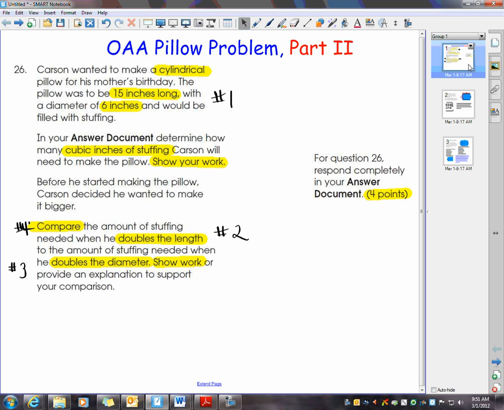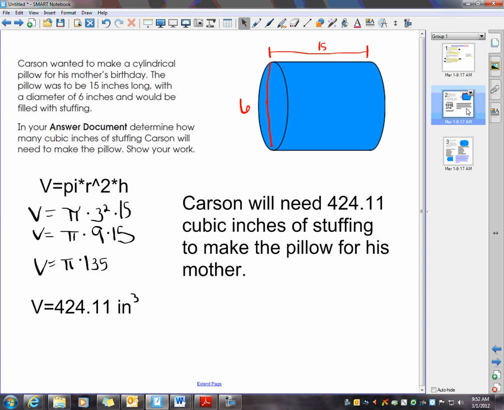So Carson wanted to make a cylindrical pillow for his mother's birthday. The pillow was to be 15 inches long with a diameter of 6 inches. It's filled with stuffing. In your answer document, determine how many cubic inches of stuffing Carson will need to make the pillow. Show your work. So I'm going to look back over that. Here is the original pillow. Carson will need 424.11 cubic inches of stuffing to make the pillow for his mother. I used a volume formula. If I just glance at it, I don't think I made any mistakes. So good. I answered that part.